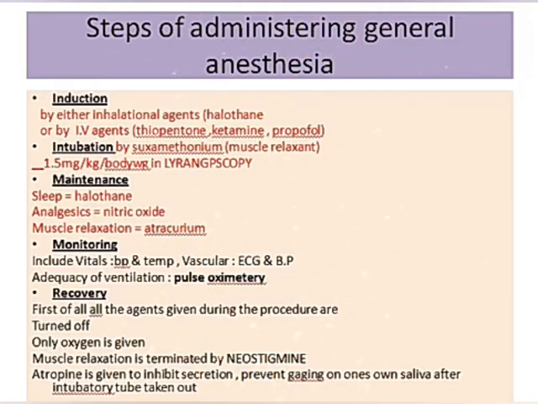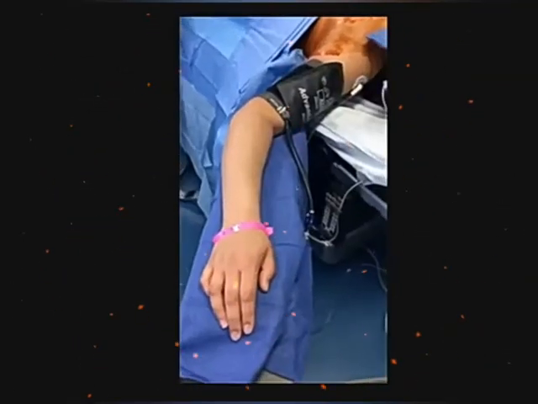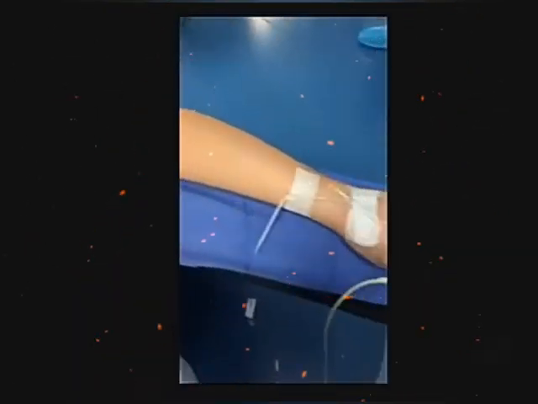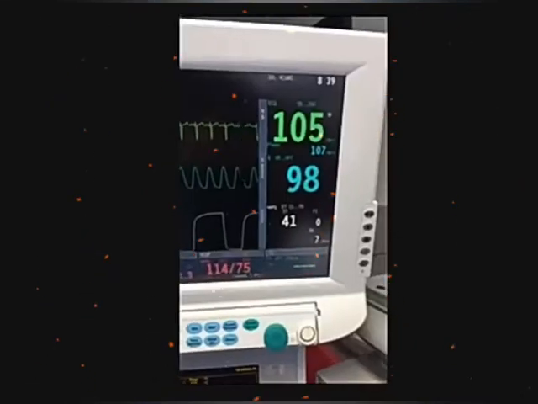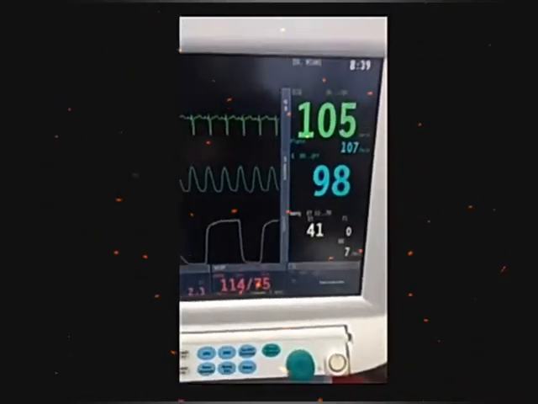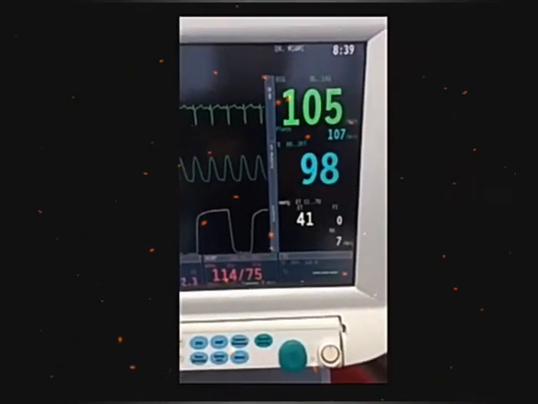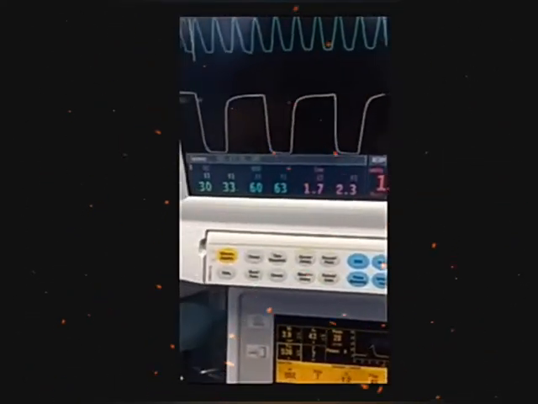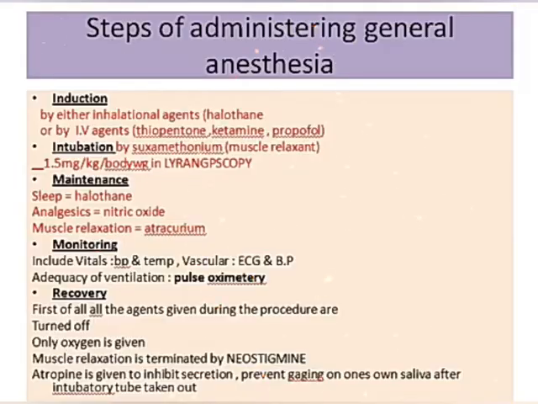For monitoring, we need to monitor the blood pressure, the temperature, and the vascular status by assessing the ECG and BP. Tracheal tube where she's. Now positioning is very important. So the arms are no greater than 90 degrees on these arm boards, as you can see. So we're just a few minutes after induction. Heart rate's still a little high, but that's going to drop down as soon as I give her a little narcotic. Blood pressure is great. Gas flow is good. Adequacy of ventilation is seen by pulse oximetry.